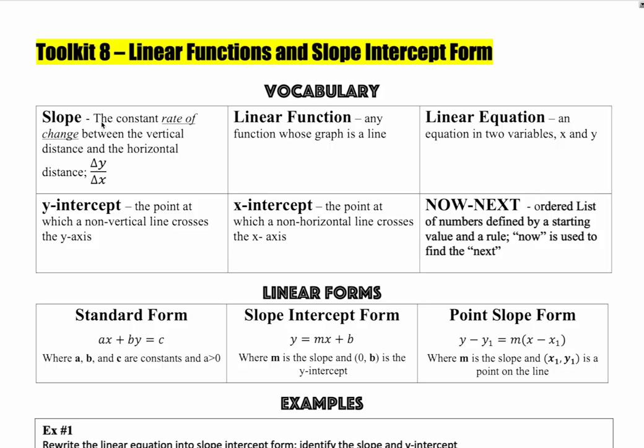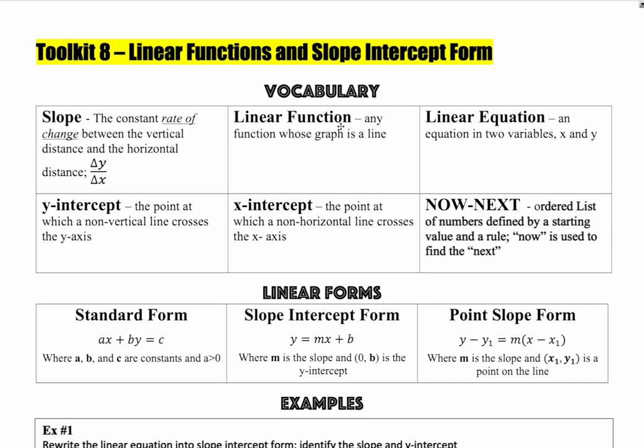Our first vocab is slope, which is called m in linear functions. It is the constant rate of change between the vertical distance and the horizontal distance. This is change in y over change in x. It is a constant rate of change, so from one coordinate to any other coordinate on the entire line should be the exact same change in y over change in x as any other two coordinates.